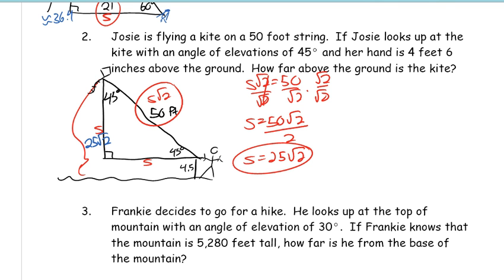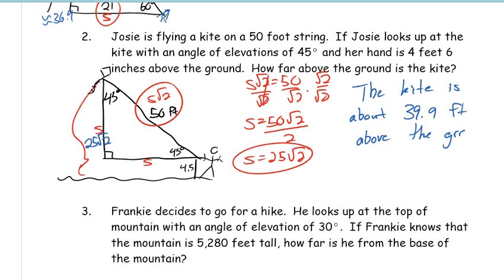You're going to get a total distance of, so this height here is going to be about 39 point, we'll go to the tenths, we'll call it. So it's 39.8553 and so on. So the kite is about, let's keep it tenths, 39.9 feet above the ground. Yeah, I guess we could have rounded it to 40, but we'll stick with tenths place.